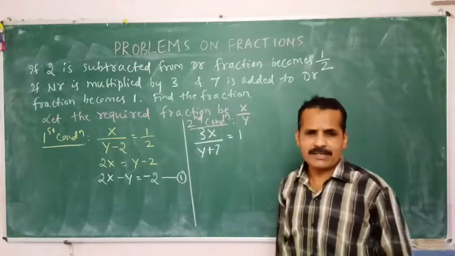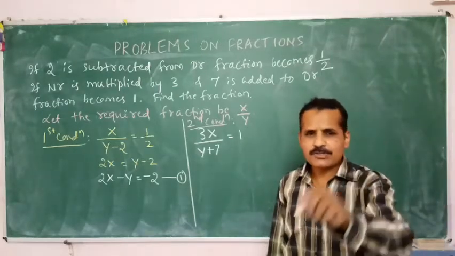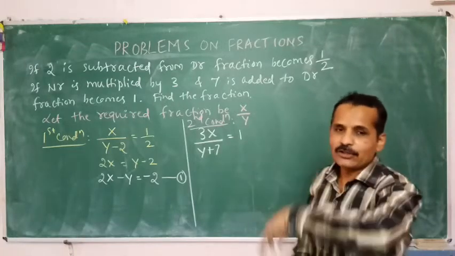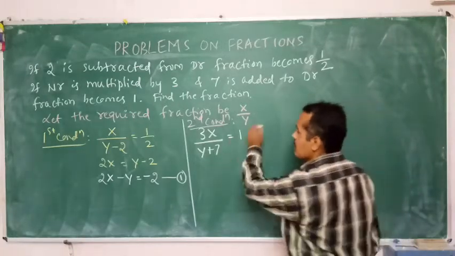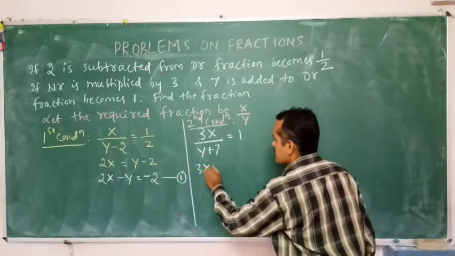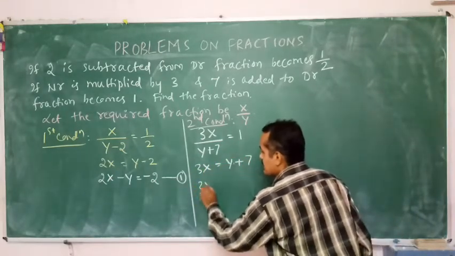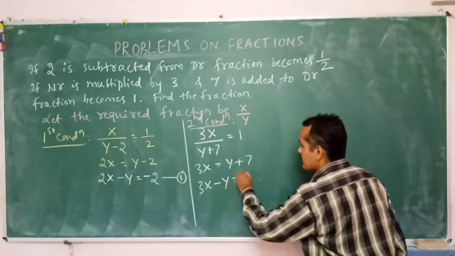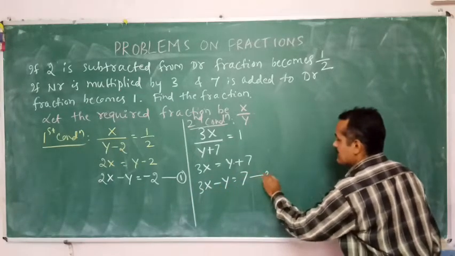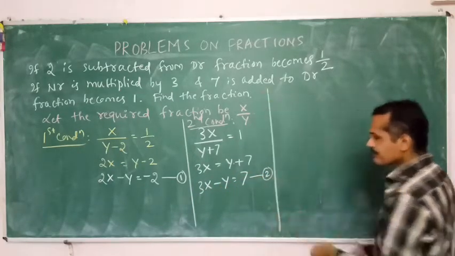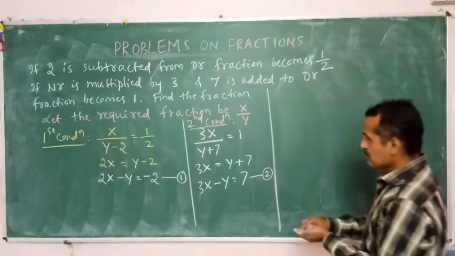Now, many of you might have understood how to solve the problem. Pause the video, get the answer. Later you can check with my answer. Cross multiply, 3x equals y plus 7. It is 3x minus y equals 7. Call it equation number 2. Come on, solve the equations.